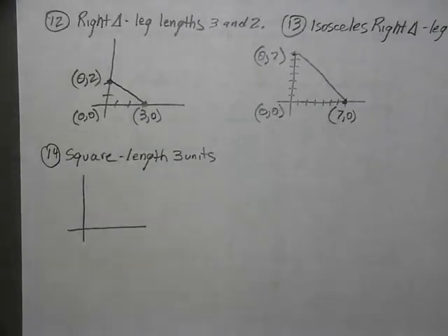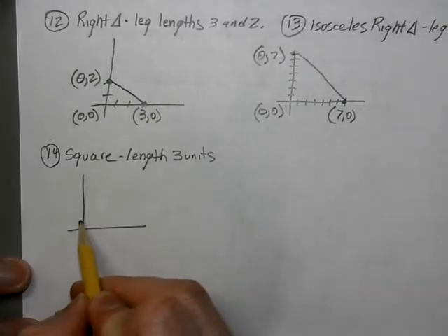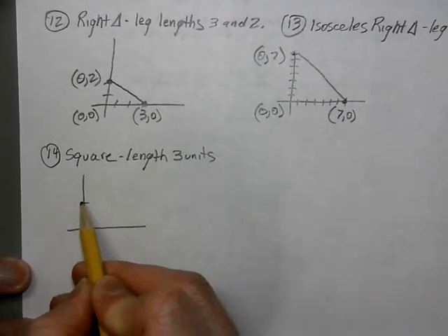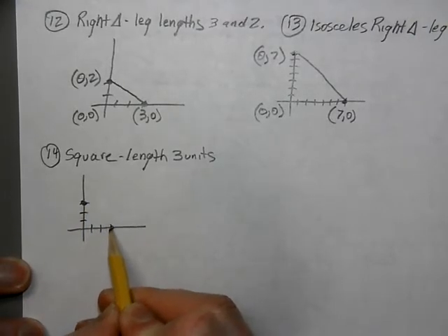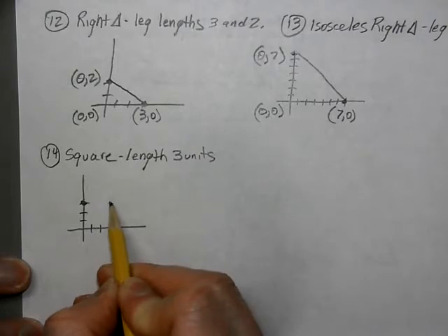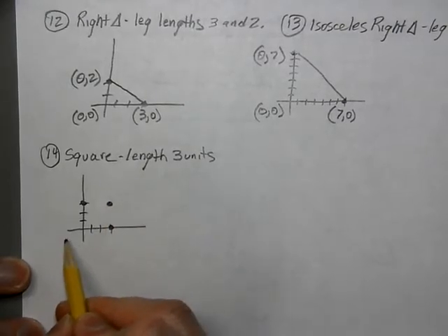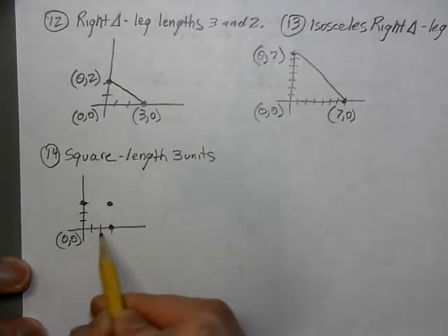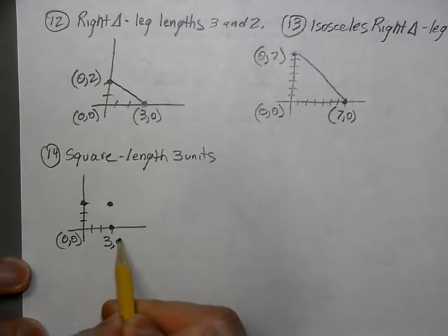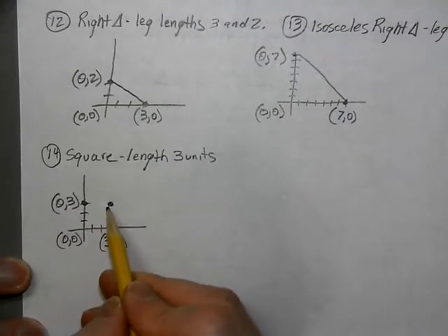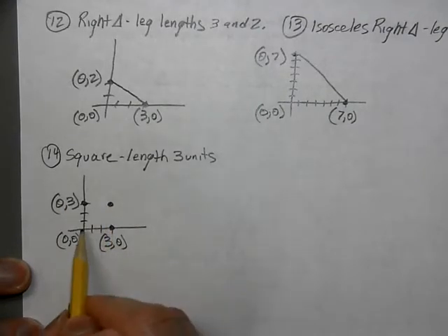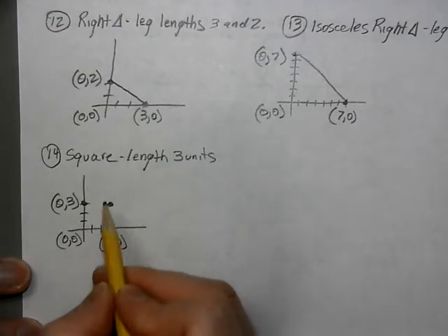We're going to do a square with the side lengths of 3. So we have our coordinate at 0, 0. We're 3 to the right. We're 3 up. And of course, this fourth point is 3 to the right and 3 up.